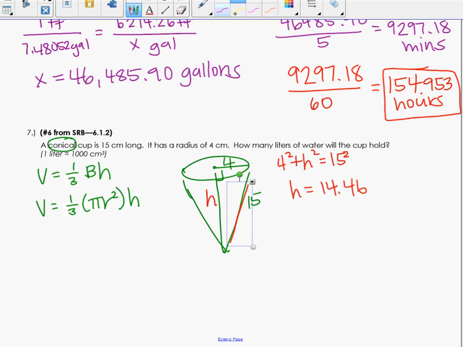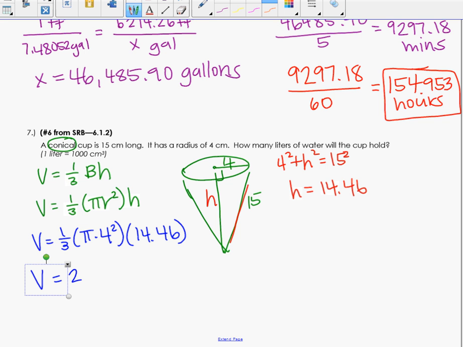So now that we know the height, we can say, okay, my volume is going to be 1/3 times pi times 4 squared times my height, which I just found to be 14.46. Okay, so when you throw that all in, your volume ends up being 242.28, and that's centimeters cubed. But it's not just asking for the volume, it's asking for how many liters it'll hold.